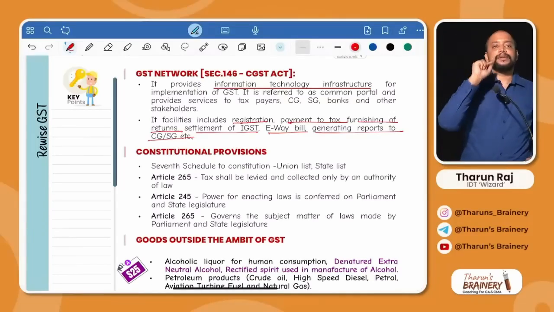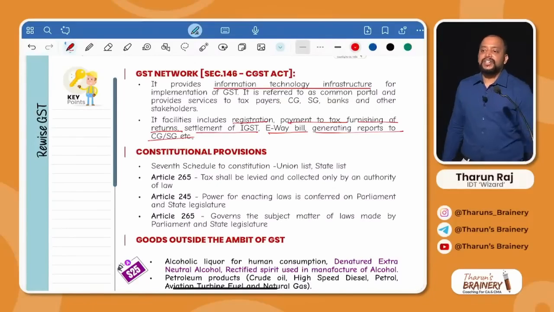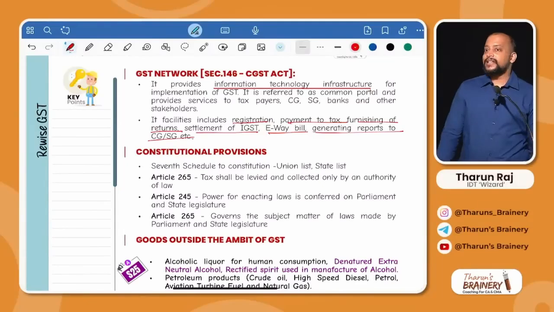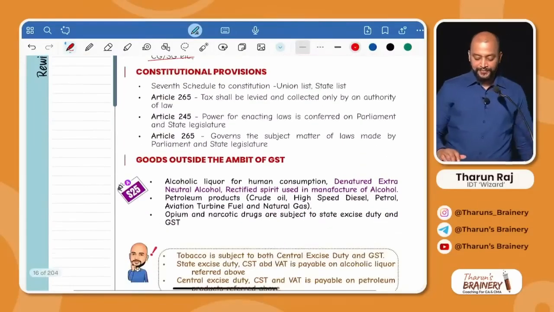This is also marked as important for a short note, either the GST Council or the GST Network. They can ask this as an important short note question. They have already asked this multiple times.